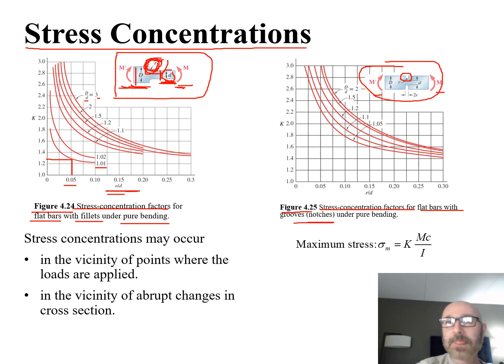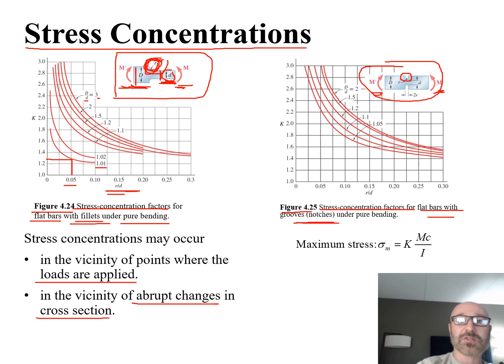But again, this is different. This is for a flat bar with fillets, and the other is for a flat bar with notches, both under pure bending, where again we're assuming this M is going to be a constant value they're giving us in the problem statement. So from that information, stress concentrations may occur in the vicinity of points where the loads are applied, and in the vicinity of abrupt changes in the cross section. That's why getting these ratios and dimensions just right matters, to minimize areas where we don't want those to occur.